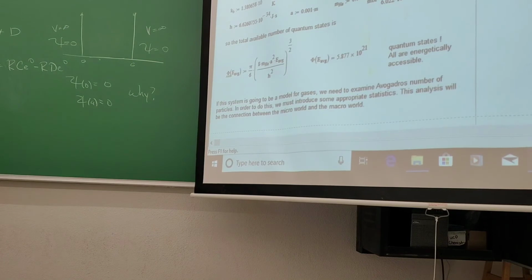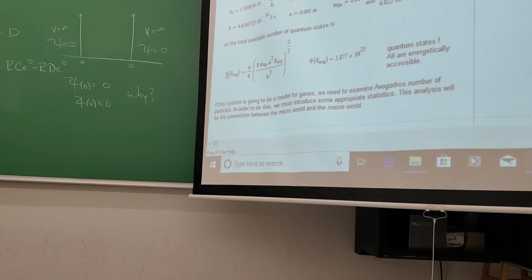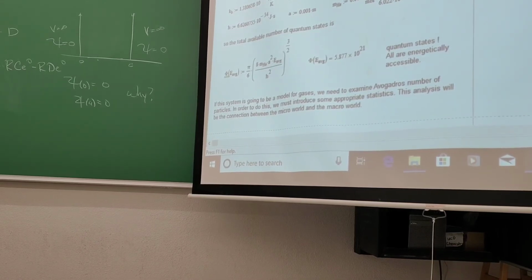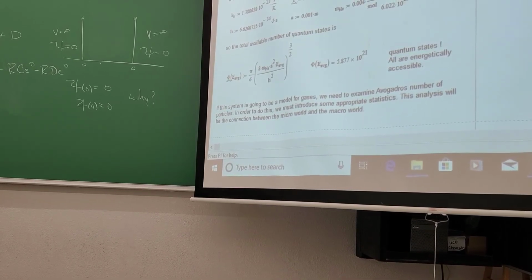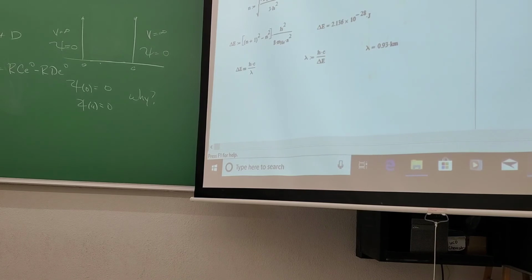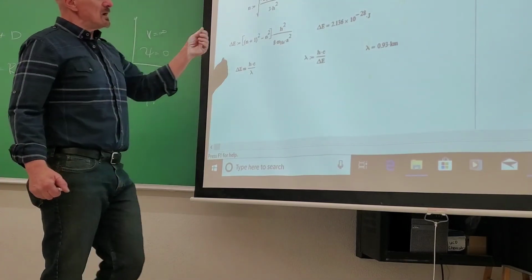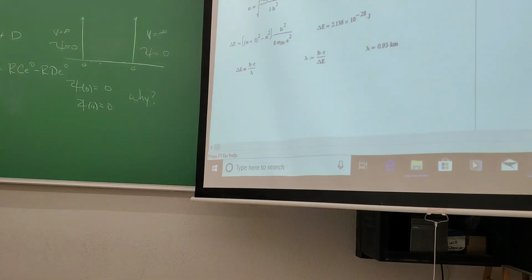So there are a huge number of quantum states that are thermally, energetically available in this cubic millimeter box. If I then ask, what is the energy difference between those quantum states? Is the energy difference big, or is it very small? If I do that computation, I take this 10 to the 21st, and I find the energy difference is about 10 to the minus 28, which is about 1 billion times smaller than the energy in this room. Even more, actually.